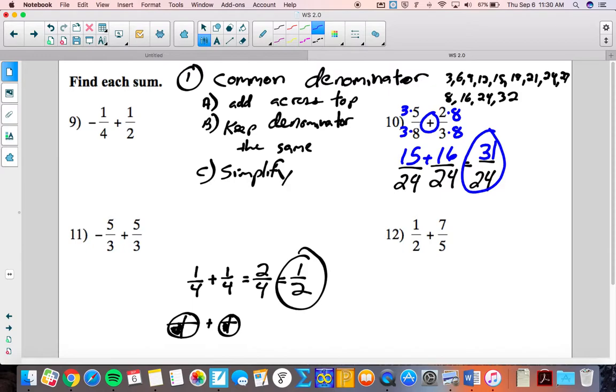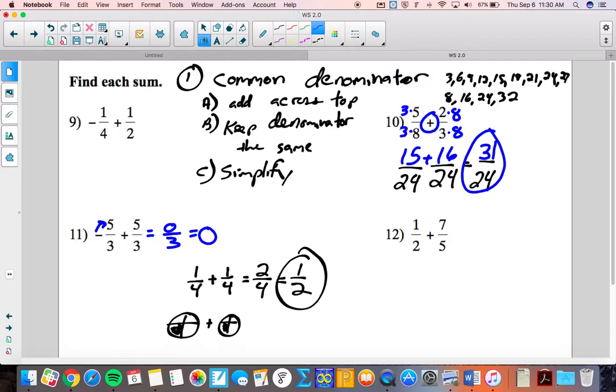Let's try one more. Now, number 11 is actually already kind of, it's easier. Like number 11, it already has a common denominator. So really, you add across the top now. You get -5, right? Because that goes on top. You have -5 plus 5, so you have 0/3. If you have 0/3 of a pizza, you got 0 pizza.